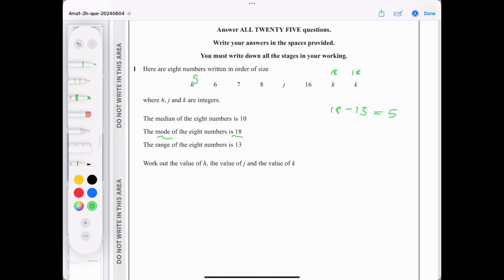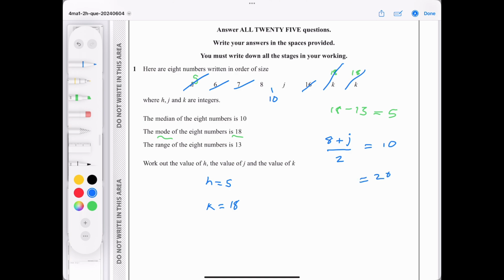And then we also know that the median of the numbers is 10. Now this is a bit unfair because there's 8 of them, so we're going to do this. H equals 5. We don't know what J equals, we know that K equals 18, and now we work our way in. 5, 6, 7, 16, and then these are our 2 numbers in the middle. So we know the median is halfway between the 2. So what number divided by 2 is added to that equals 10.